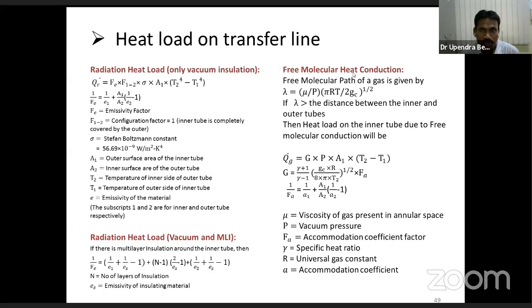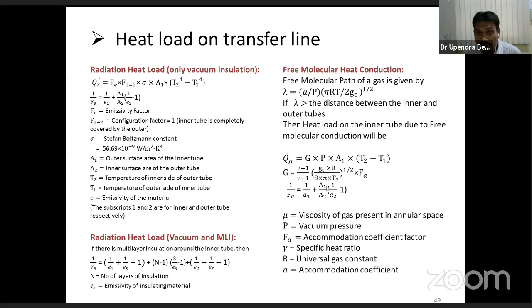Then for free molecular heat conduction, if the free molecular path is greater than the distance between the inner and the outer vessel, then the heat load on the inner tube is the free molecular conduction, and that is given by QG dot, is given by G into P into A1 (T2 minus T1), where G is given by (gamma plus 1) by (gamma plus 1), and GC into R by 8 pi T2 per half into FA, and FA is given by this equation.